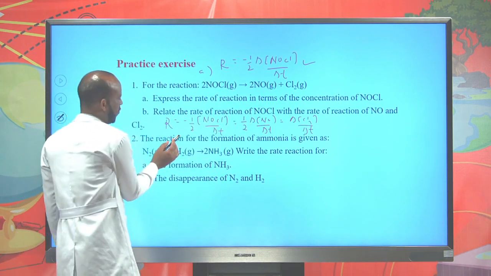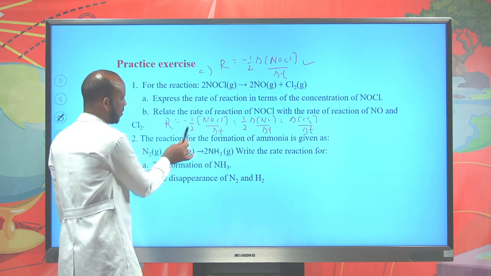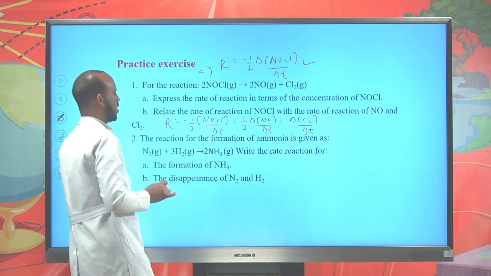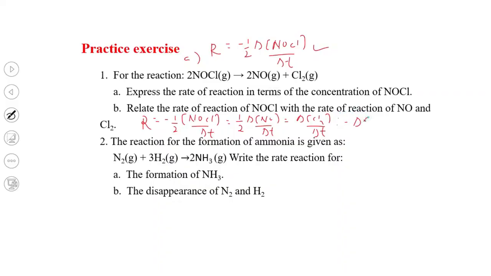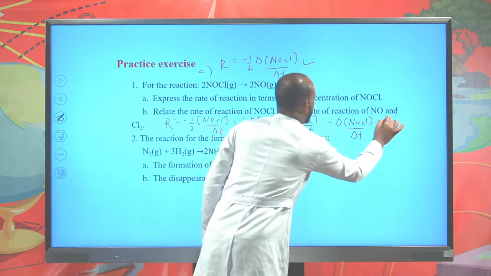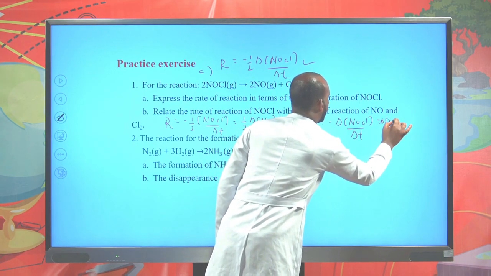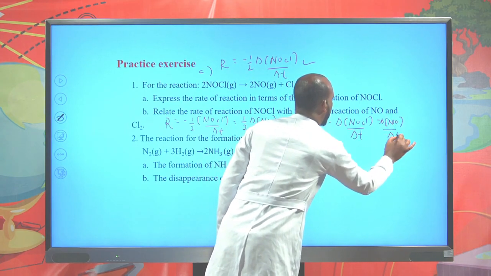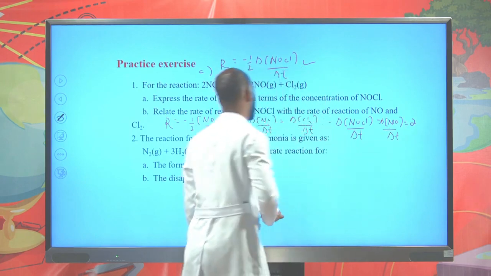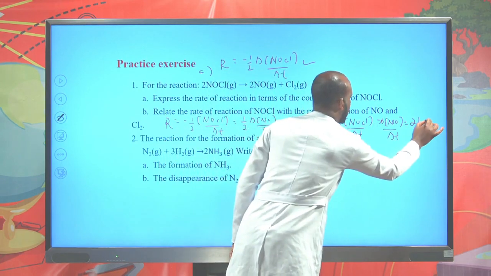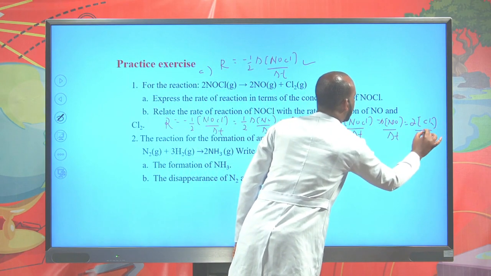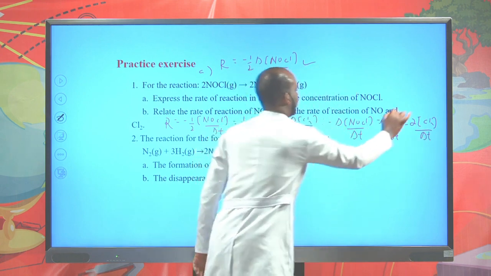Now the rate of the reaction in terms of NOCl is this, therefore minus change in concentration of NOCl divided by change in time equals, multiplying both sides by 2, gives change in concentration of NO divided by change in time equals 2 times change in concentration of Cl2 divided by change in time.